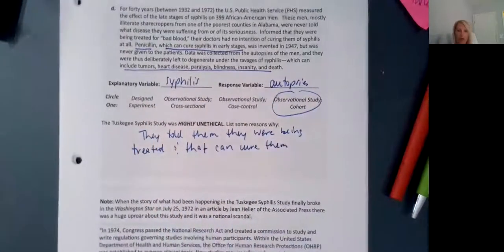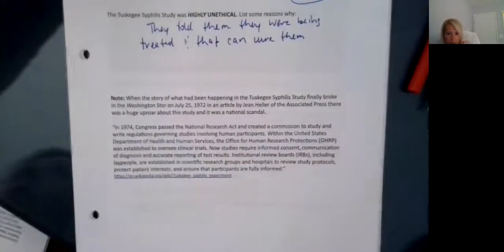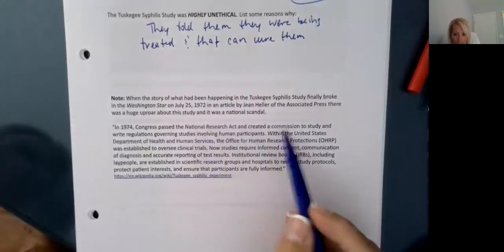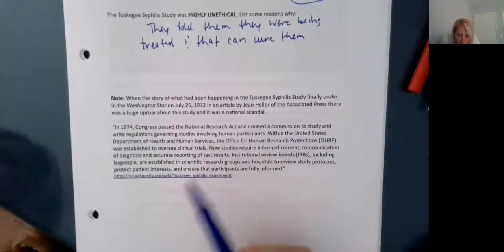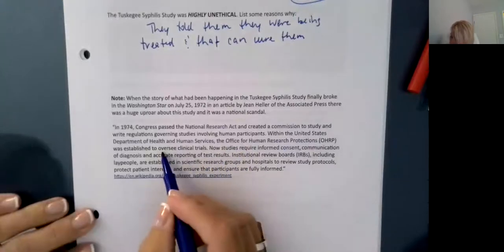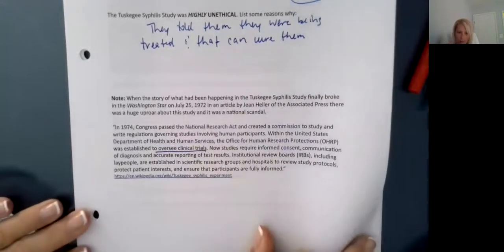It's horrible. But the outcome of this study actually led to very strict rules from the National Research Act. And there was a commission that came up with this. And so now the FDA has very strict controls on studies that they can do with clinical trials. So there's people now that actually oversee the clinical trials. This is horrible.